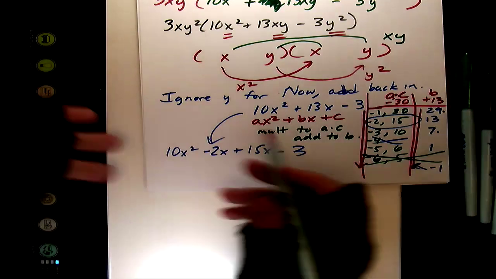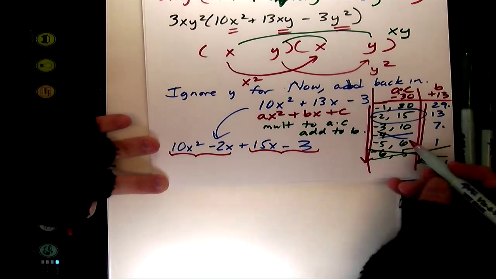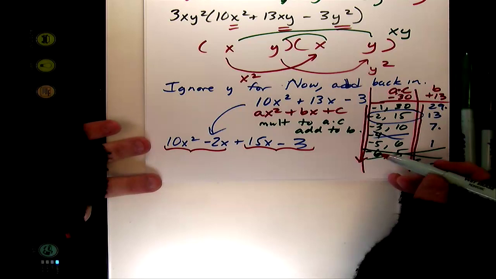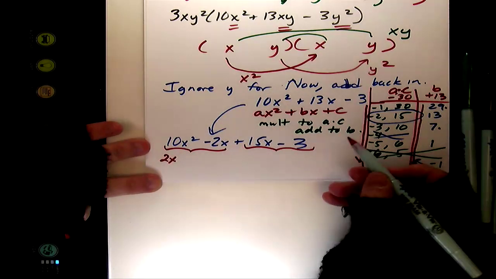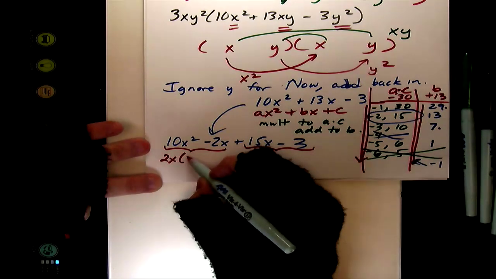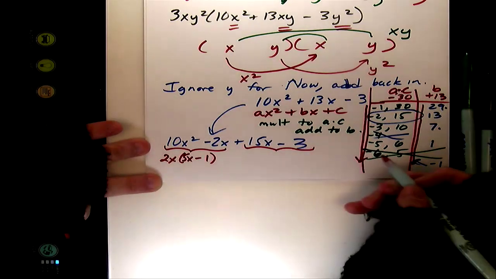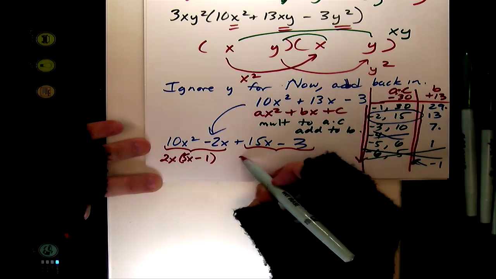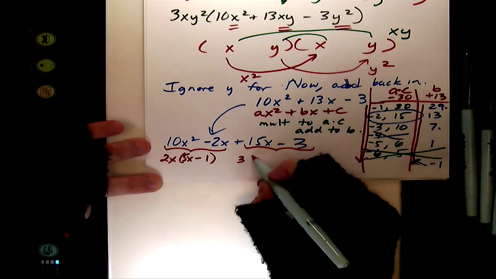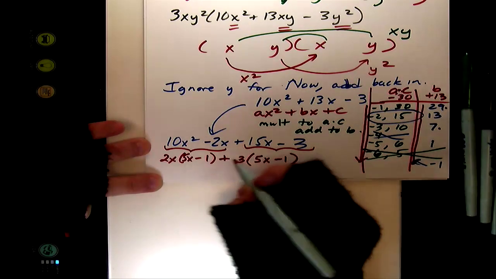When you get to here, the idea is group them in pairs and do the greatest common factor. These two have a 2x in common. If I factor out the 2x, I have 5x minus 1. These have a 3 in common. And if I factor out the 3, I have a 5x minus 1 if I make that a positive 3.